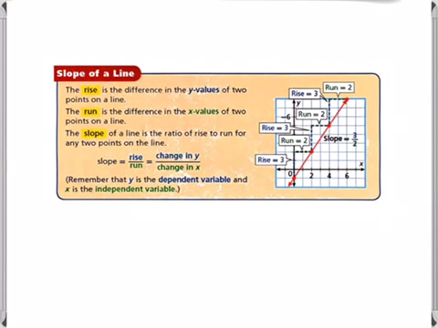So here we're talking about the slope of a line. Remember, rise means the change in your y values between 2 points. Run is the change in your x values between 2 points. And so therefore the slope is, as we talked about in the first part of the video, rise over run, or your change in your y's over your change in your x values.